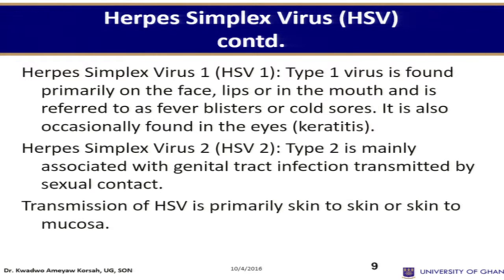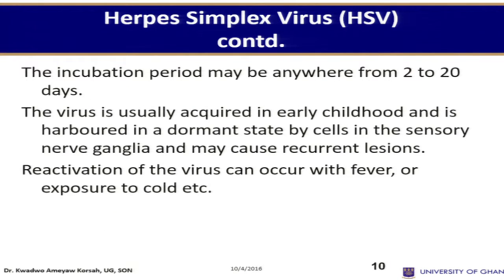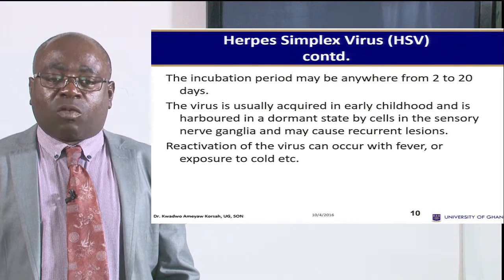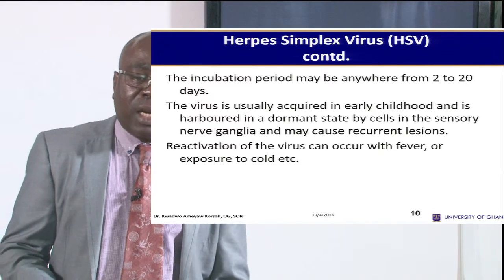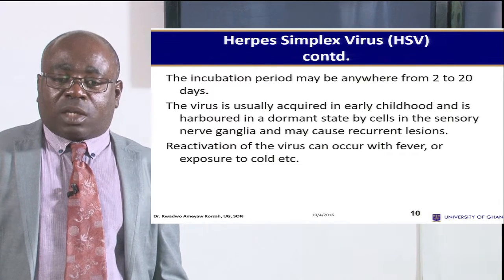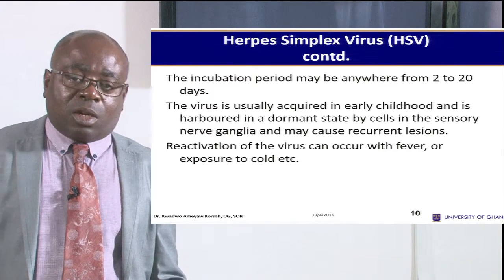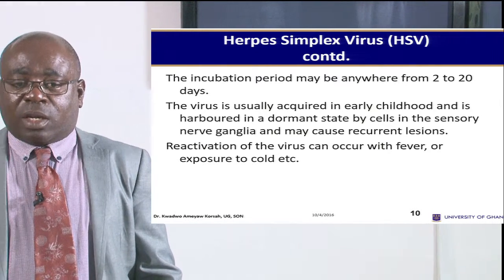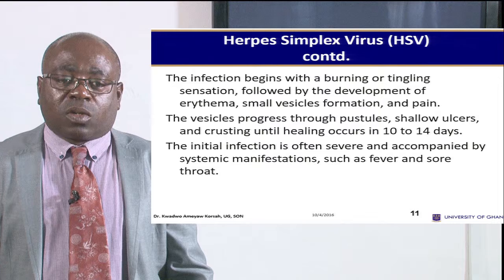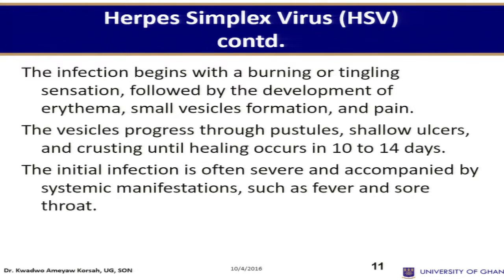Transmission of HSV is primarily skin to skin or skin to mucosa, and the incubation period may be from 2 to 20 days. The virus may be contracted in early childhood and is harbored in a dormant state by cells in the sensory nerve ganglia, and may cause recurrent lesions. Reactivation of the virus can occur with fever or exposure to cold. The infection begins with a burning or tingling sensation, followed by redness or erythema, then small vesicle formation, and then pain may occur.